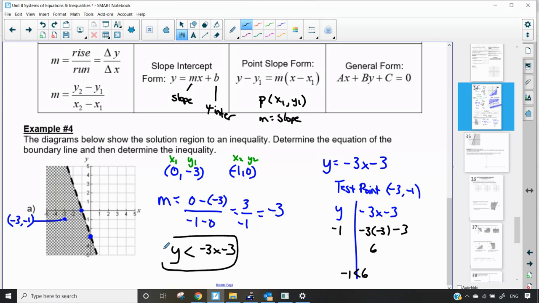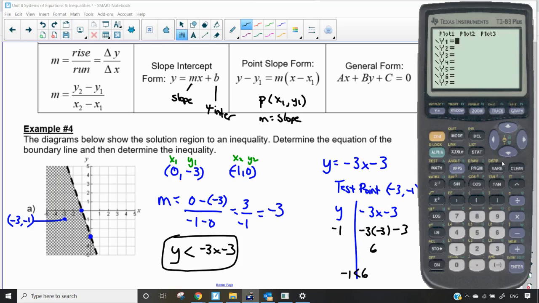Now we can certainly check this on our calculator. So we start by graphing our equation, -3x minus 3. We want the inequality to be less than. So I'm going to hit enter, enter, enter. Make sure you don't hit your enters too quickly. You'll end up kind of buzzing past what it is that you need, and then you have to go back through the whole menu again.